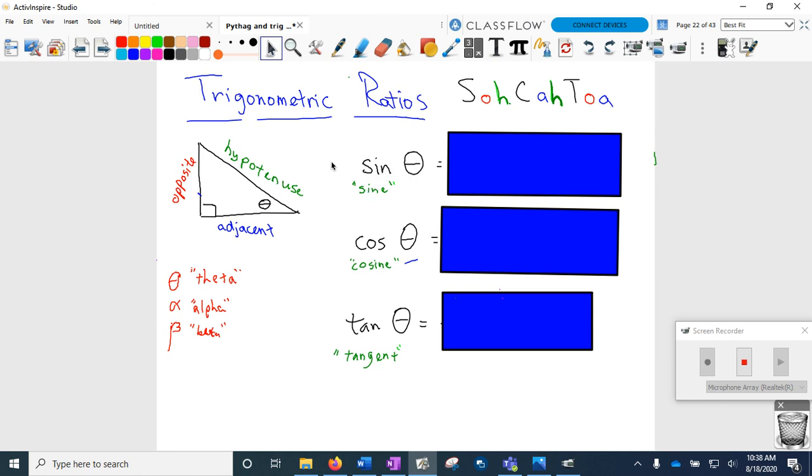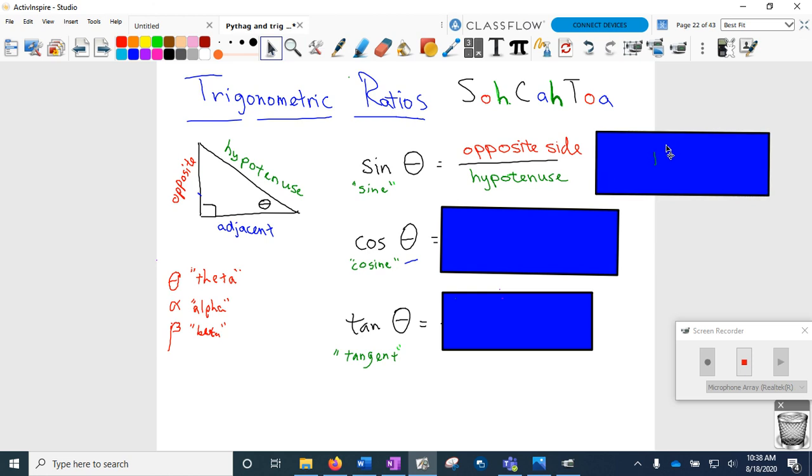Sine of theta in this triangle is always defined by O and H. O means the opposite side. H means the hypotenuse. So sine is opposite over hypotenuse. That's what the first three letters stand for in our SOHCAHTOA. Sine is opposite over hypotenuse.